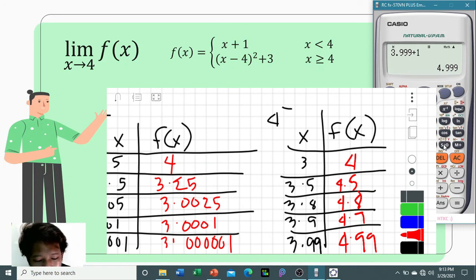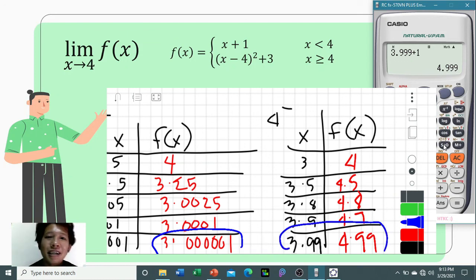Okay? Kung mapapansin po natin, from the right, it approaches 3. From the left po, it approaches 5. So, magkaiba po. Alright? At kapag magkaiba po sila, kapag sa magkaibang value po sila nag-approach, then it means that the limit of the function does not exist. Kasi hindi po siya magkapareho. Okay?